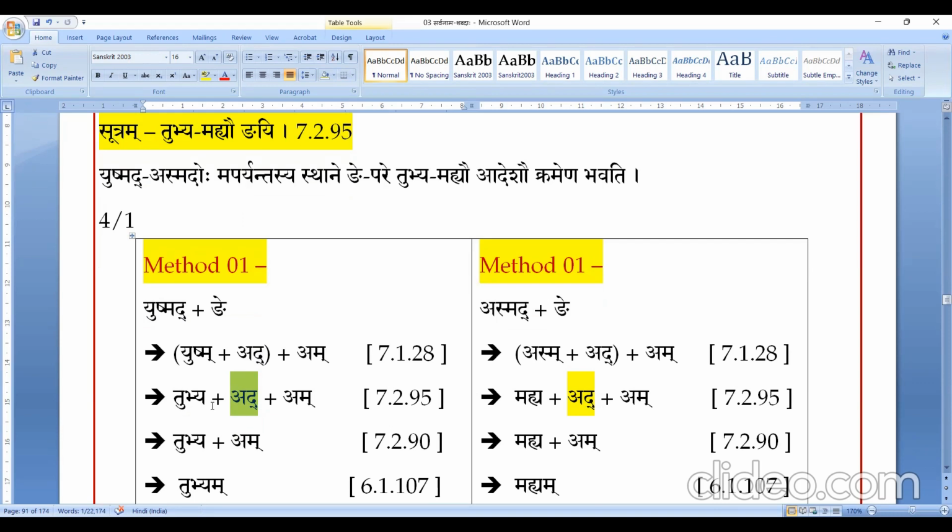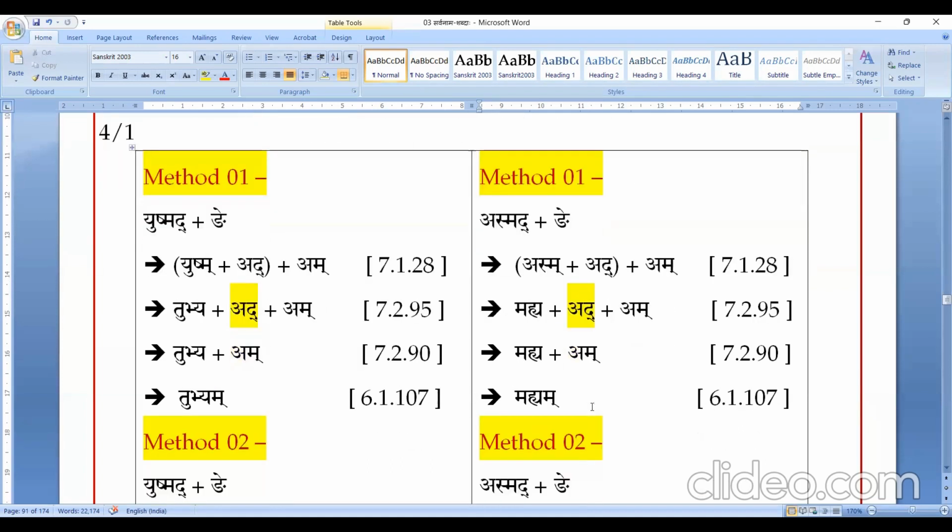Sheshe Lopaha could be Ta Lopaha or Antya Lopaha; you can do it by both methods. So Ta Lopaha, method 1: if you do Ad Lopaha, therefore Tubhya plus Ami Purvaha gives Tubhyam. Similarly, Magya plus Ad, doing Ta Lopa, gives Magya plus Am, Magyam. This is method 1.